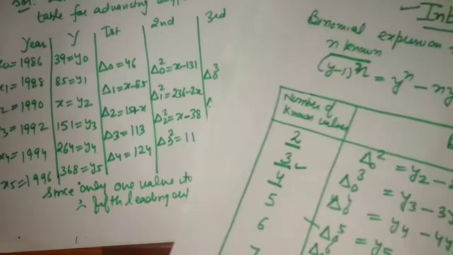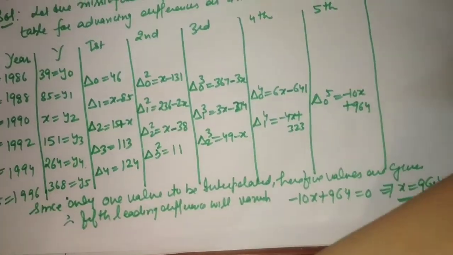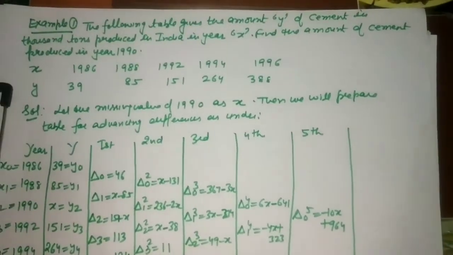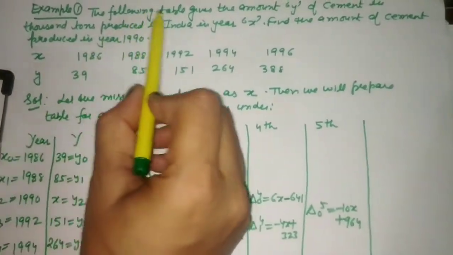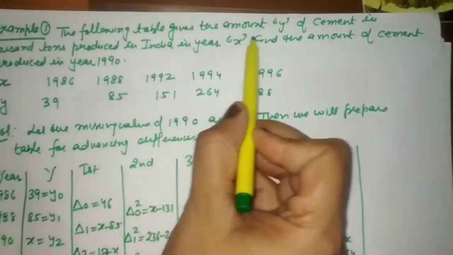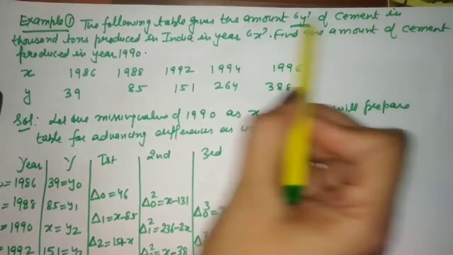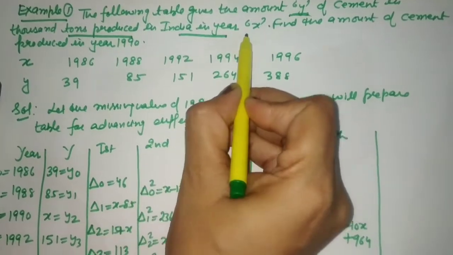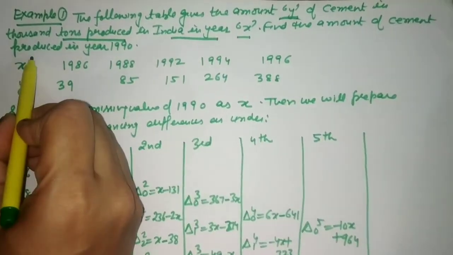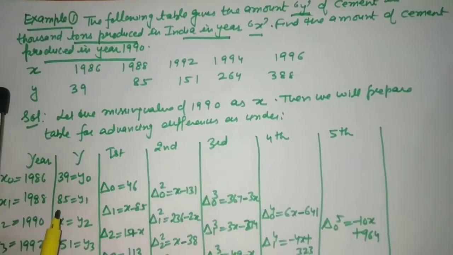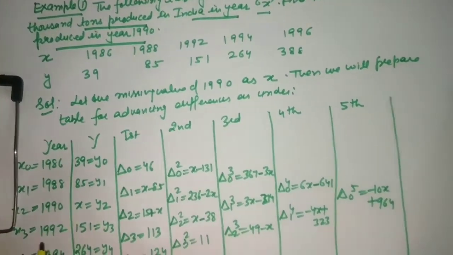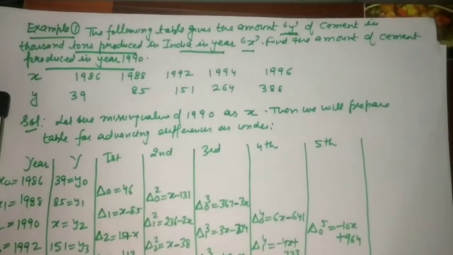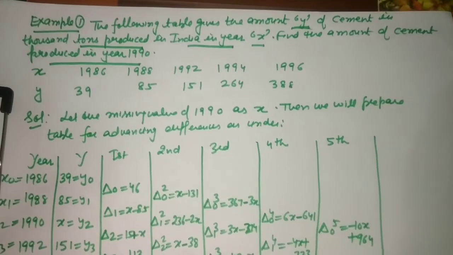Now I will explain the sums, that means how we have to calculate the sums. This is the illustration. The following table gives the amount Y of cement in 1,000 tons produced in India in year X. Find the amount of cement produced in the year 1990. That means in 1990, we have to find the amount of cement produced.